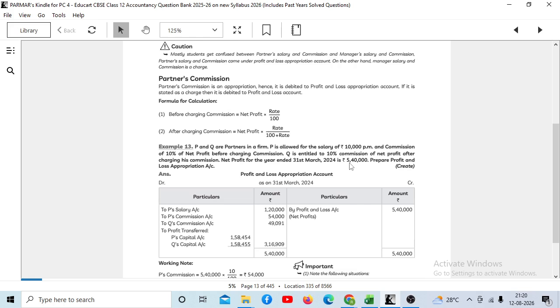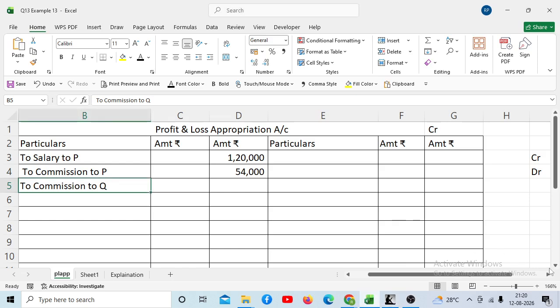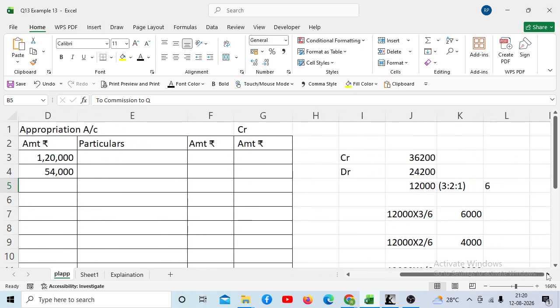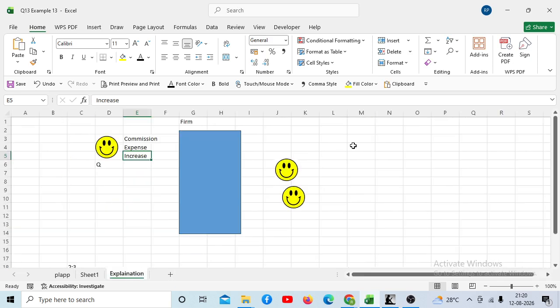Here it will not be purely 10%, it will be 10 divided by 110. See why it is 10 divided by 110. I will show you the logic of that. Let me come to the explanation part and show you the logic.